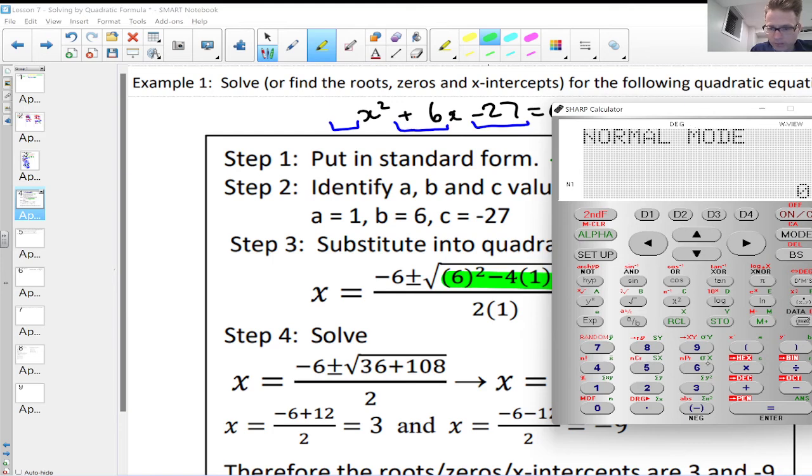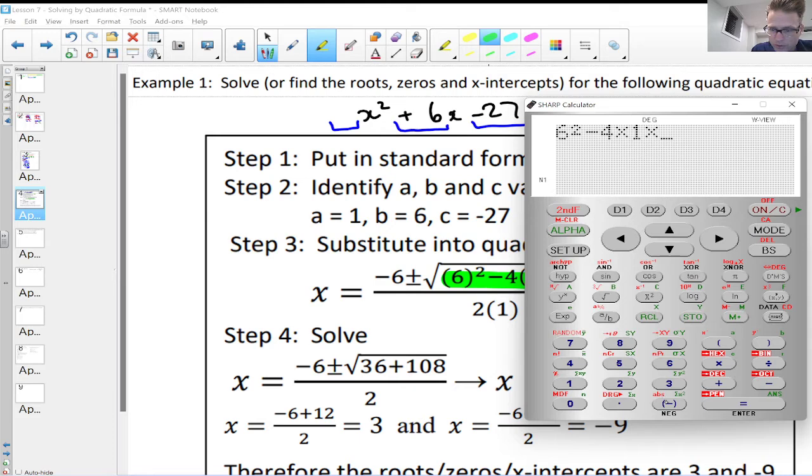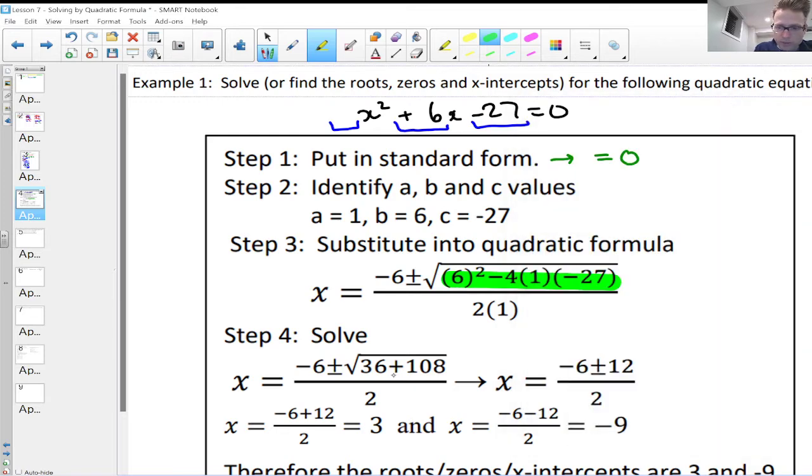So here I'd have 6 squared minus 4 times 1 times, if we go over here, I believe it's negative 27. Yep, negative 27. And here I get 144. So this piece right here, instead of writing what I had written here, this right here is just 144.